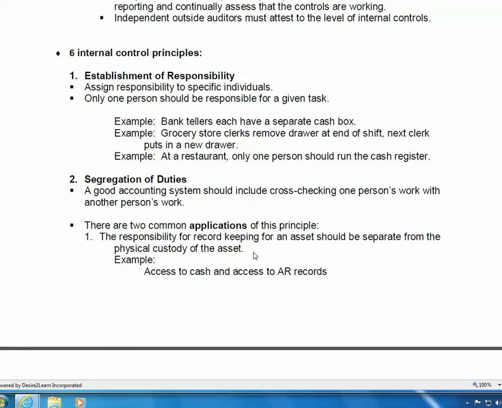In particular, cash, since cash is so desirable and relatively easy to steal if it's lying around, you want to make sure that the person who has access to cash, say you're working in the company's cashier's office, so you're touching money all day long, should never have access to the accounting records for the cash. It would be far too easy to make a fake journal entry to cover up the theft of cash.